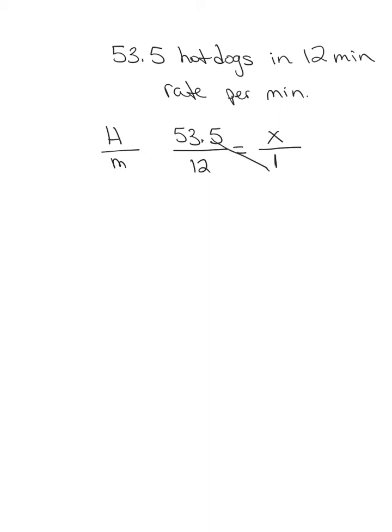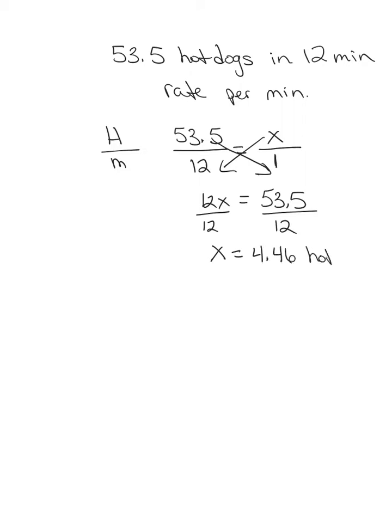Again, we cross multiply to set things up, and we get 53.5 equals 12x. Again, divide by 12 on both sides. That's algebra you guys are familiar with. And we get that this person is eating 4.46 hot dogs per minute. So as I was saying, it's a rate of 4.46 hot dogs per minute.